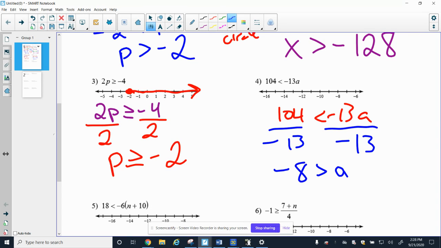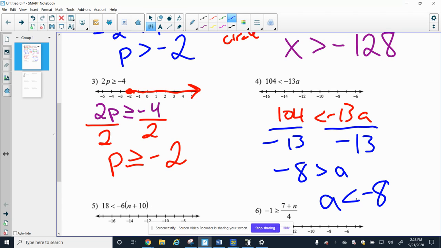Again, this looks confusing right now when we have the variable in the back. So now we're going to do one more step and rewrite this with the variable in the front. So A is going to come to the front. The original sign was facing towards the -8, so we're going to continue doing that. So A is less than -8.